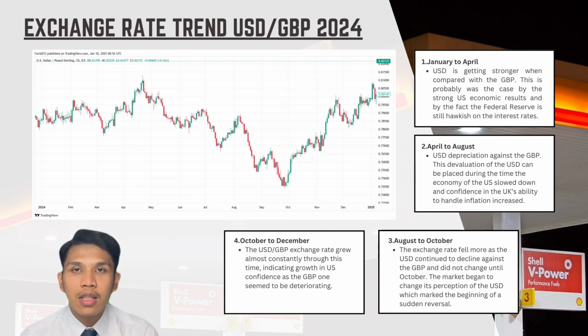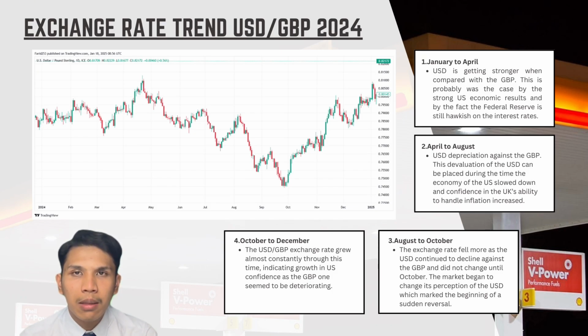First, exchange rate trend USD-GBP 2024. As we can see, in January to April, the USD-GBP exchange rate depicts a growing pattern, indicating that the USD is getting stronger when compared with the GBP. This is probably the case because of the strong US economic result and the fact the Federal Reserve is still hawkish on the interest rates.